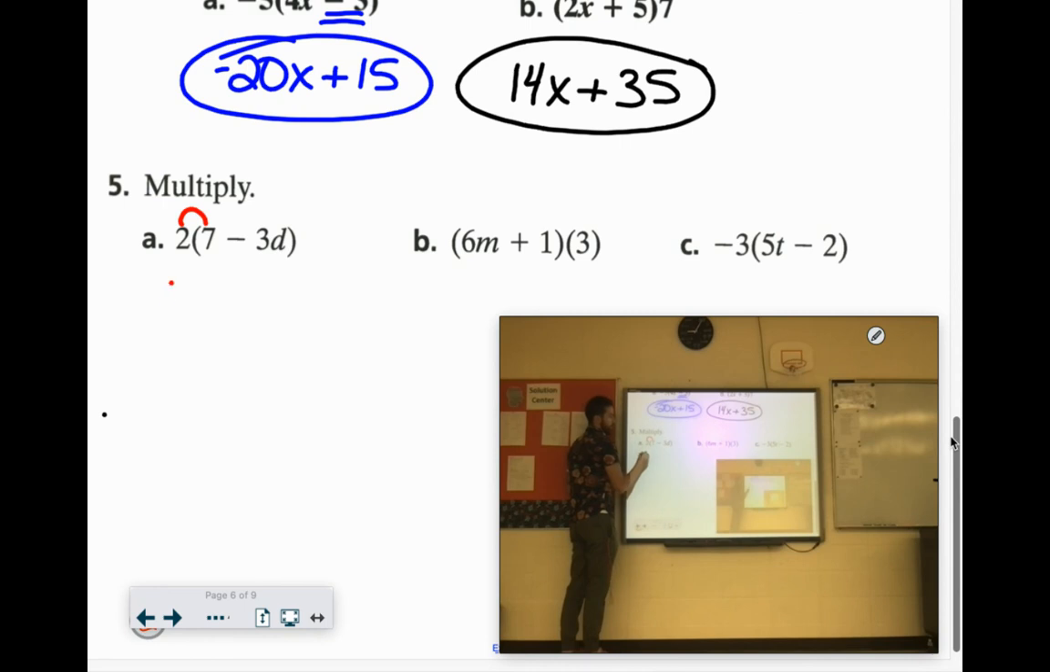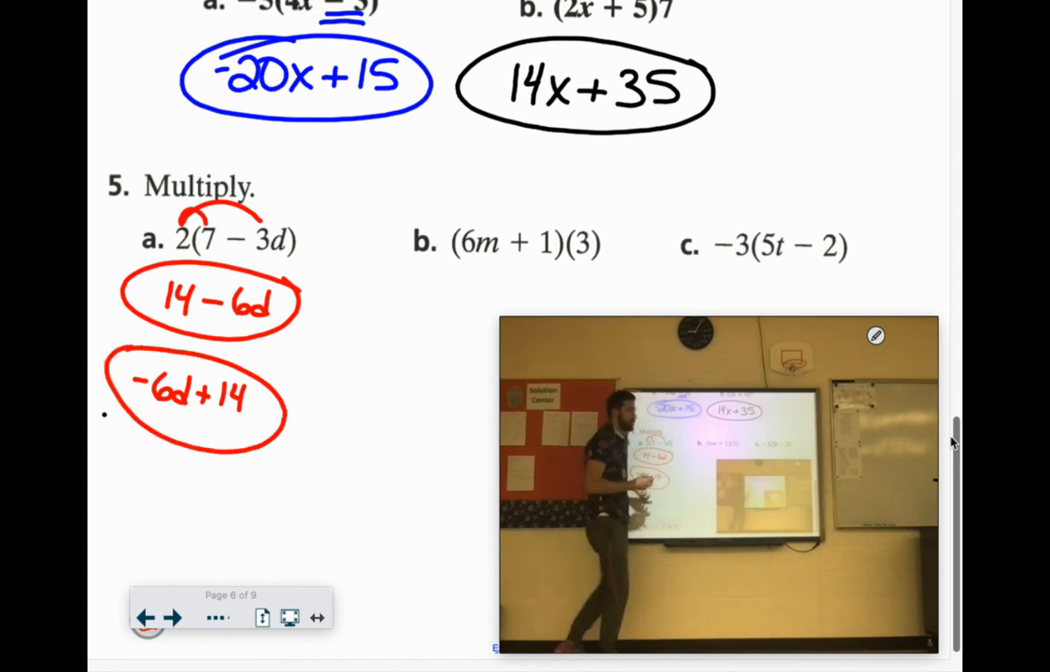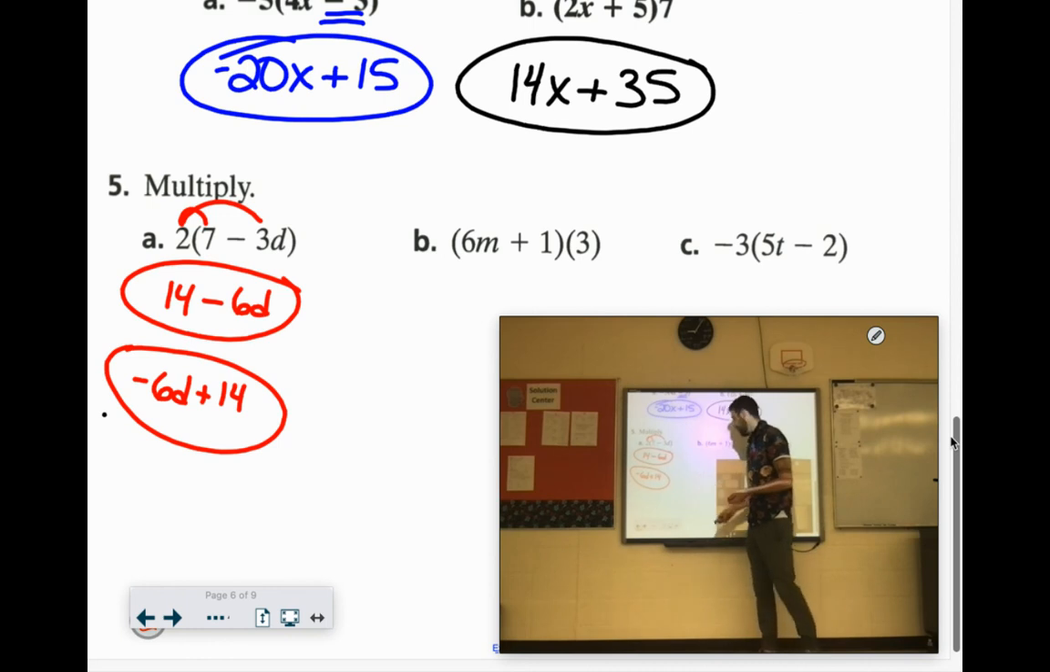2 times 7, 14. 2 times negative 3d would be negative 6d. By the way, this is perfect for now. Typically, you're going to want to write your variables in the front. So if I was doing this later in the year, I would move the negative 6d to the front and then have the positive 14 later. That's eventually what you're going to have to do in future units, so maybe form the habit now.